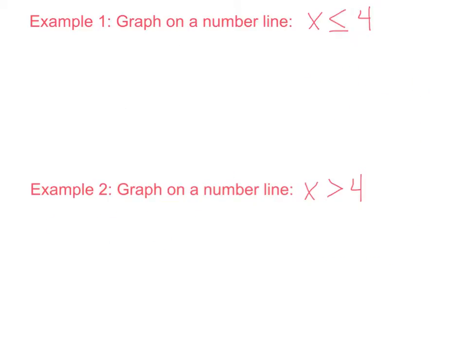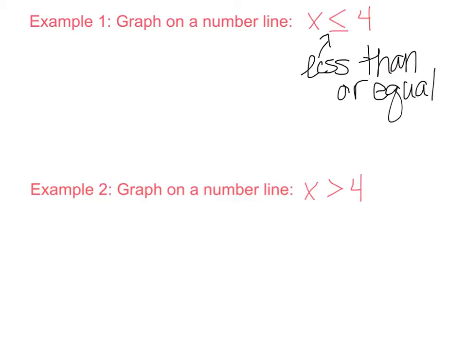In examples 1 and 2, we're asked to graph these inequalities on number lines. Now this first one, we have a less than or equal to sign. That's what that means. Less than or equal. In the second one, in example 2, we have this inequality, and that means just greater than. So we're not going to include 4 on our graph.